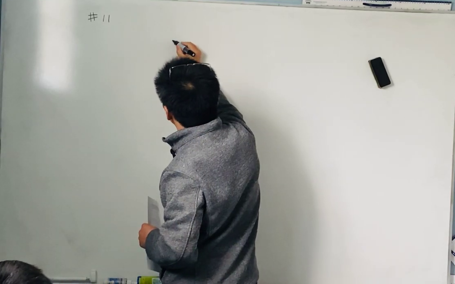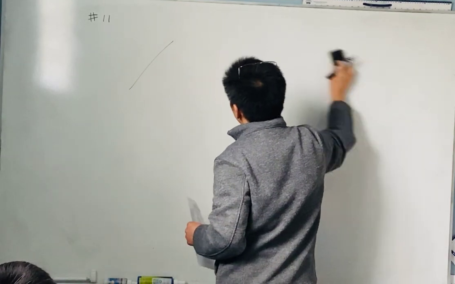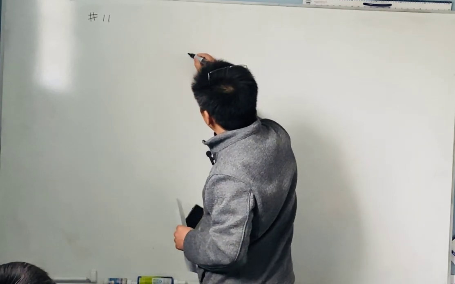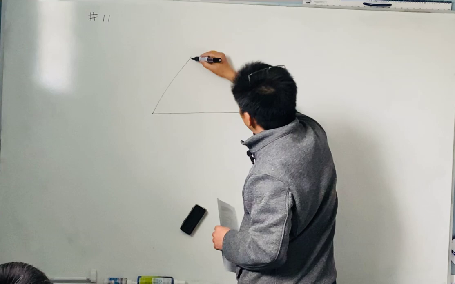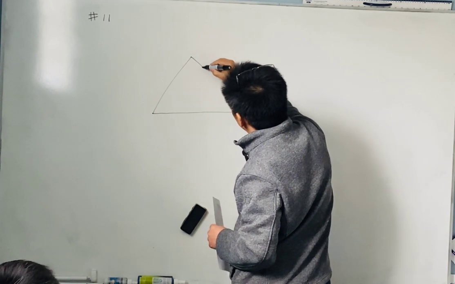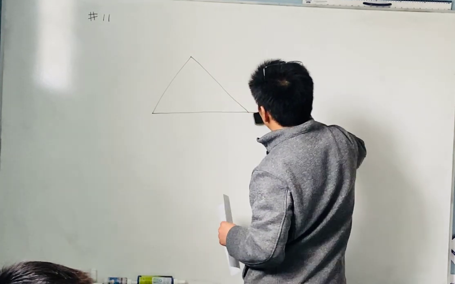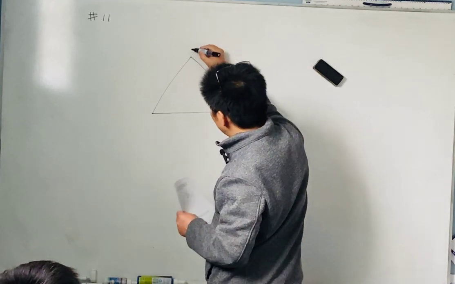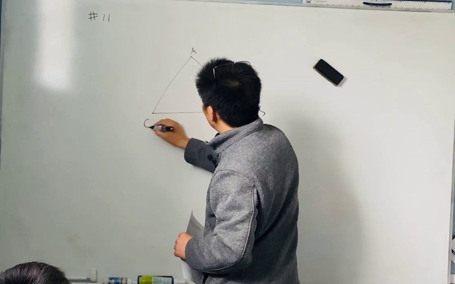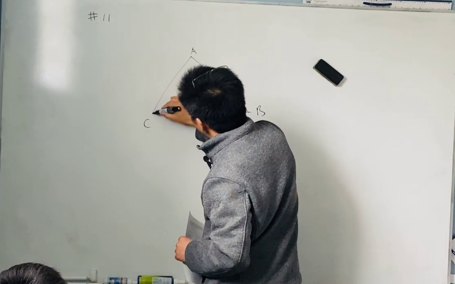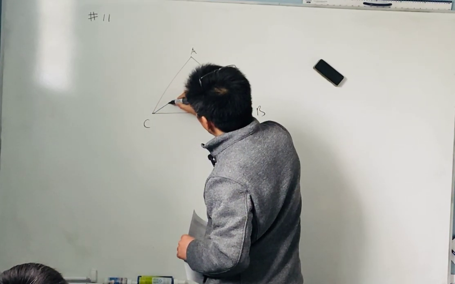Maybe it's easier to do it like that. So we have triangle ABC, ABC. So then this is an angle bisector.